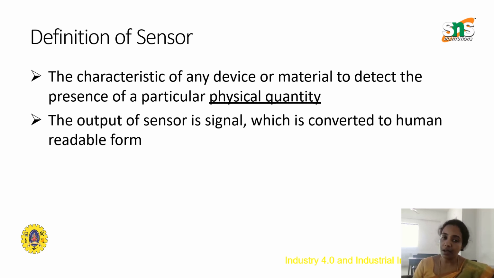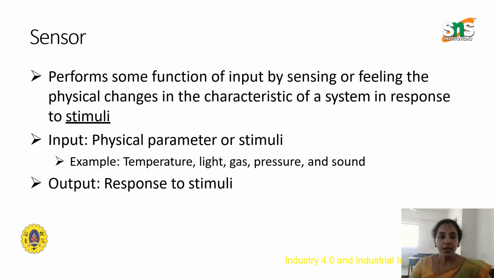These types of sensors or devices can always be used in robotics. Output of sensor is nothing but a signal which is converted to human readable form. So the sensor will sense the signal and it will indicate a light. When the light is glown, then it means that the smoke is detected or the light is detected or the temperature is high, like that. So that is the output of the sensor.